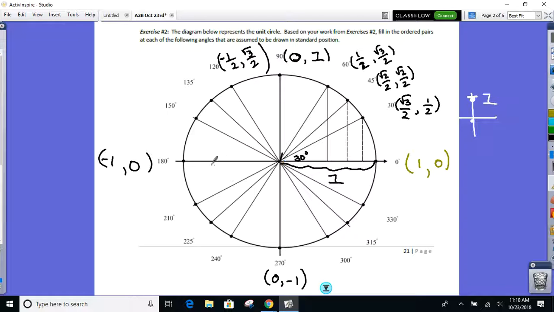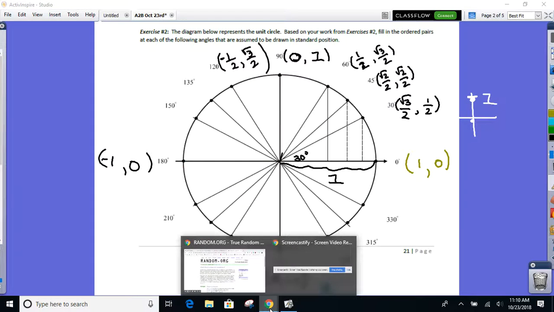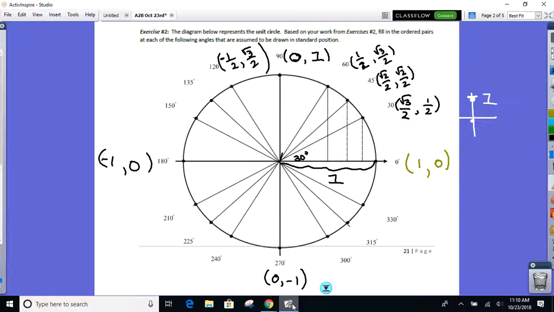135. Somebody find me the reference angle for 135 and watch this magic happen. What's my reference angle? 45. Look at that. Do we already know the coordinate for 45? Radical 2 over 2, radical 2 over 2. Somebody adjust this for me because this is incorrect. X value is negative in the second quadrant.